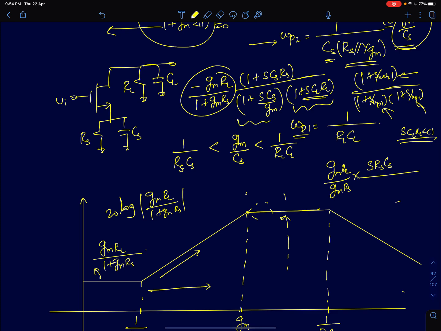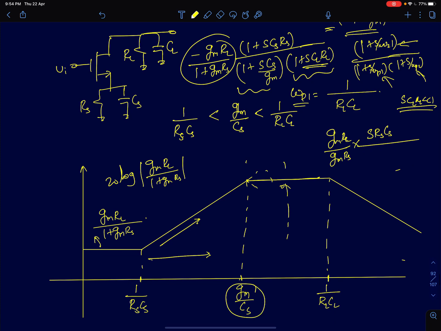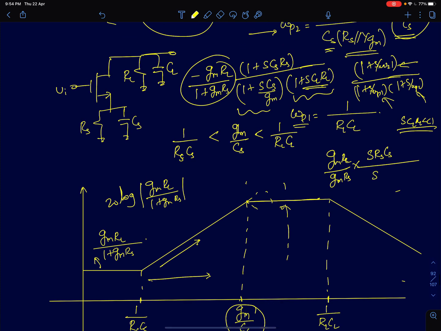The second term is 1 plus SC by GM. Because we have already crossed this pole GM by CS, I will write it as SCS by GM. So now you can directly see these values. CS and RS will cancel out, GM and GM cancel out. Finally you are left with GMRL. That's the voltage gain you get here. So 20 log of GMRL will be this value.